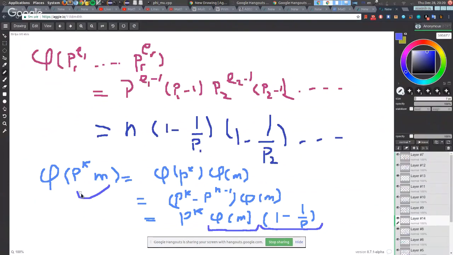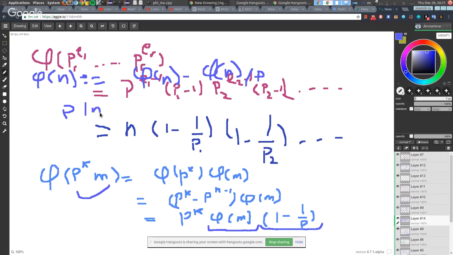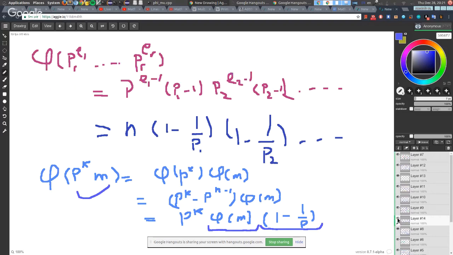So if we know that P is some prime divisor of this number, here I will assign this value to 5n minus phi n over P for all the prime divisors of P.